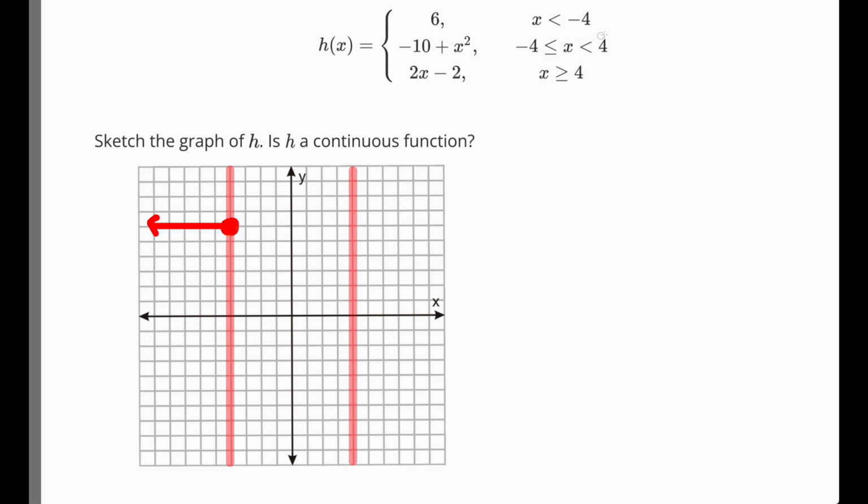I'm going to do the same thing with the other side. I'm going to plug a 4 into this as well. Again, you get 16 plus -10. So again, you just get a 6. So at the 4 over here, you also get a 6.